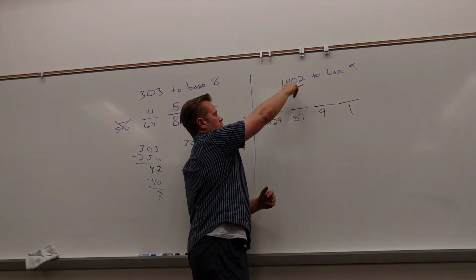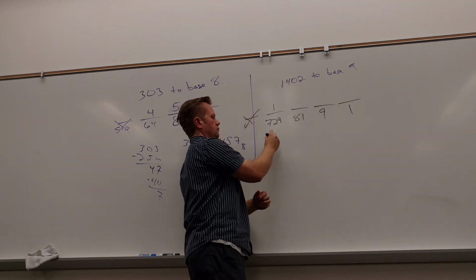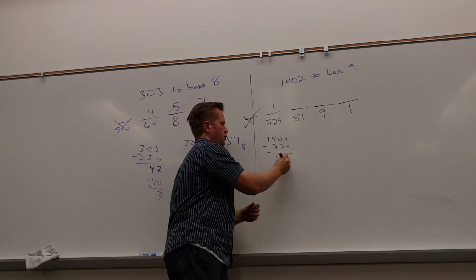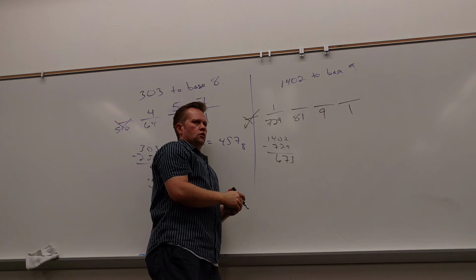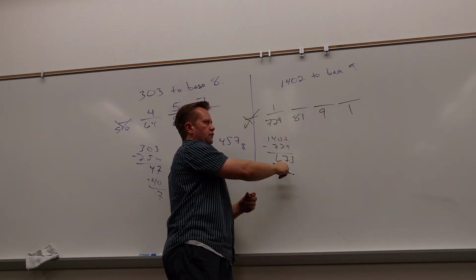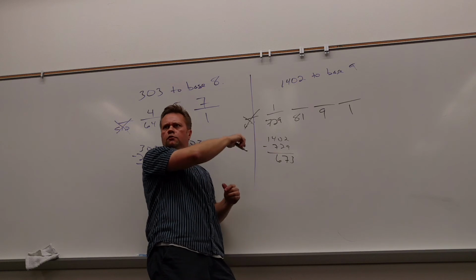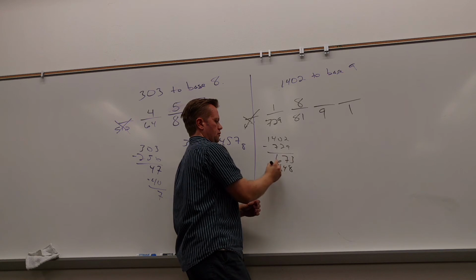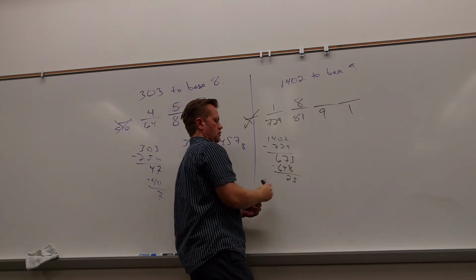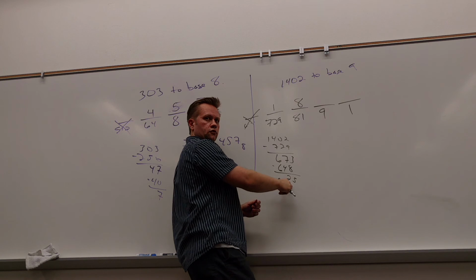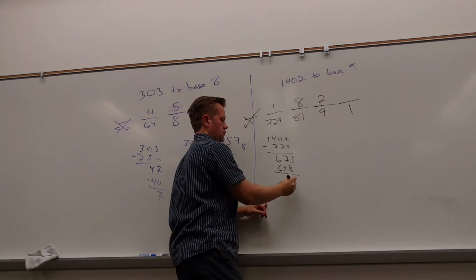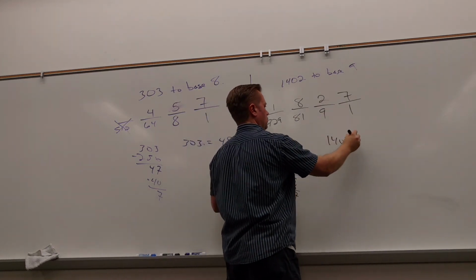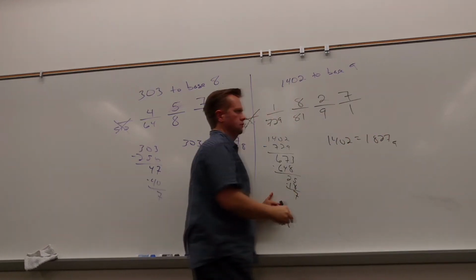So then 729 goes into 1402 once. 1402 minus 729 is 673. 81 goes into 673 eight times. So that's 648, leaving 25. 9 goes into 25 twice, which is 18. So 1402 is 1827 base 9.